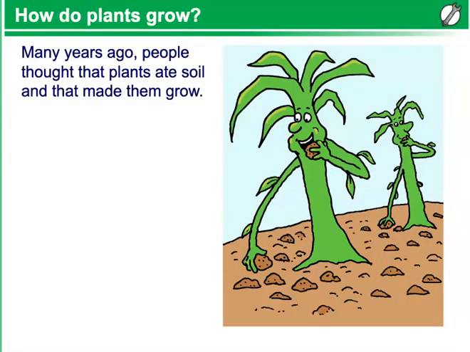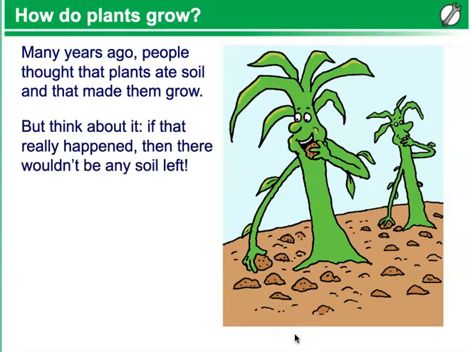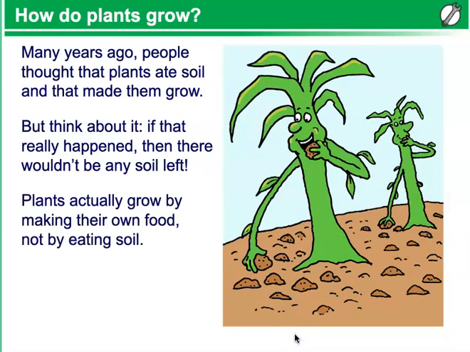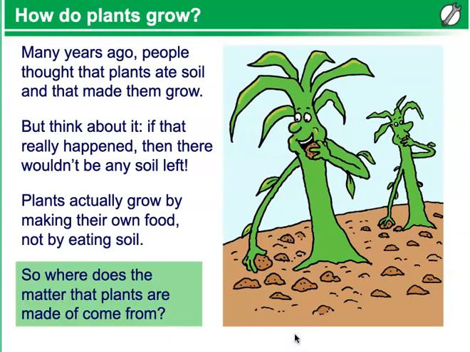So how do plants grow? Many years ago, people thought that plants ate soil, and that made them grow. But think about it. If that really happened, there wouldn't be any soil left on our planet. Plants actually grow by making their own food, not by eating soil. So where does the matter that plants are made up of come from?